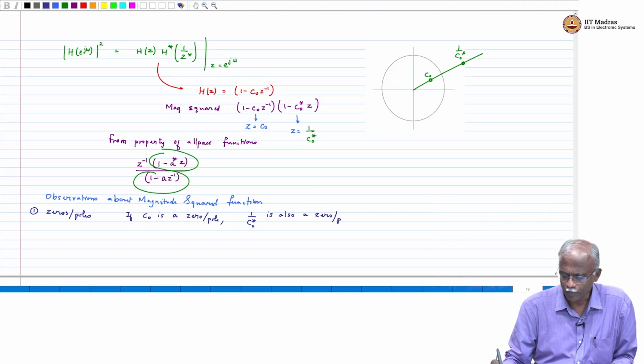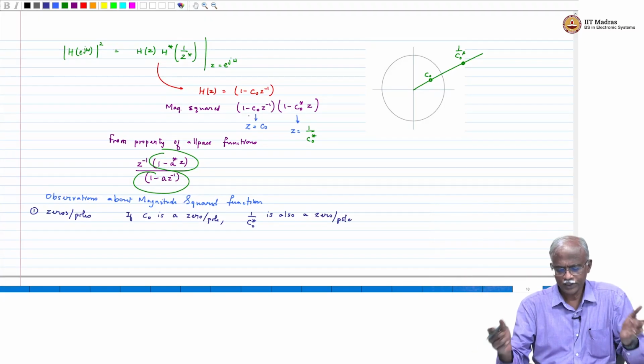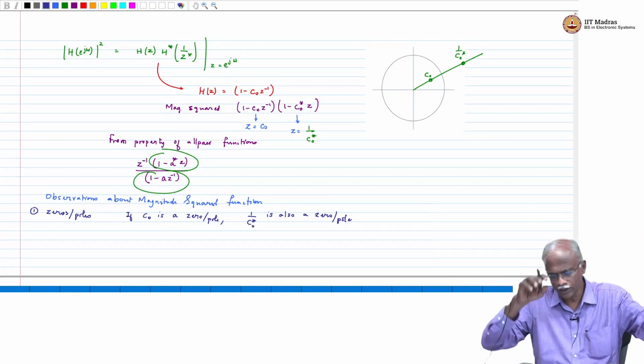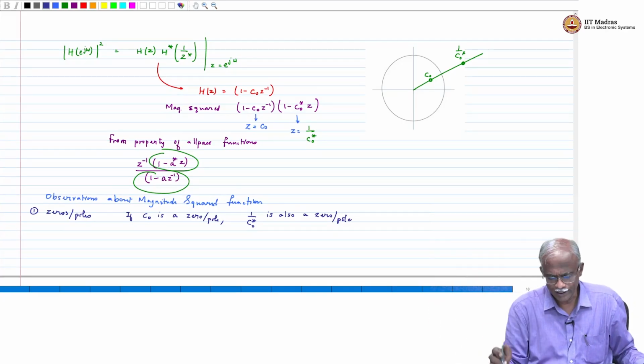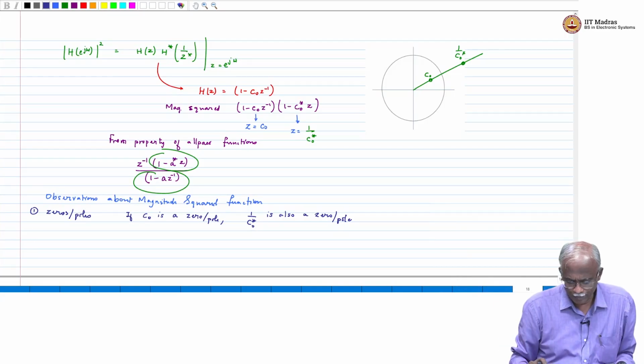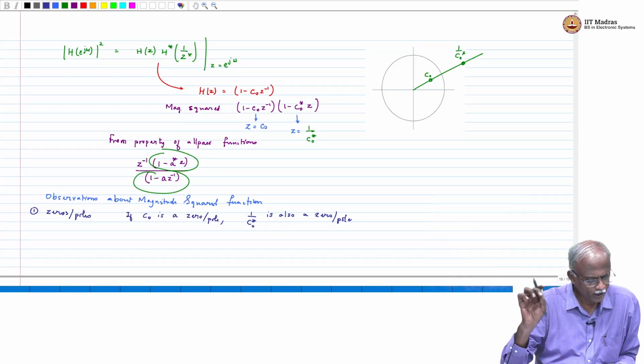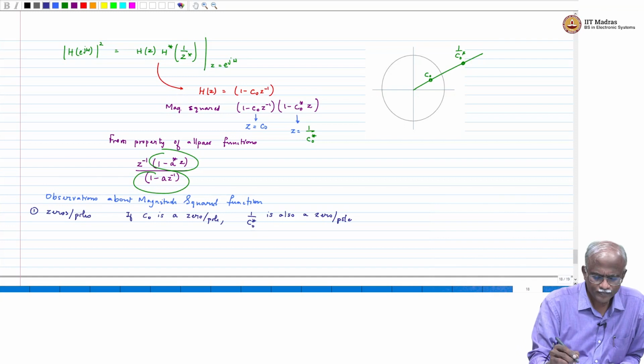Magnitude squared transfer function, we just now showed that wherever you have a C naught, there will be a reciprocal conjugate zero also, or a pole. So basically this is an important statement.